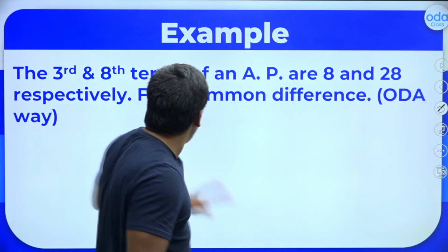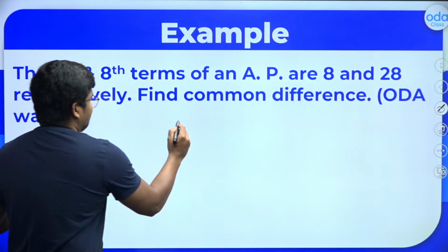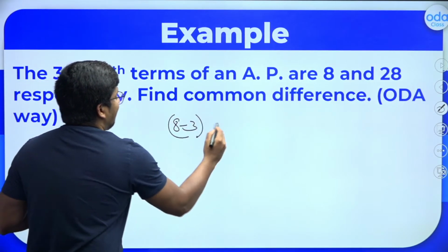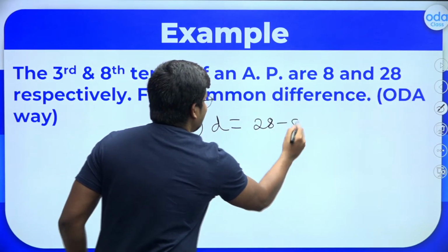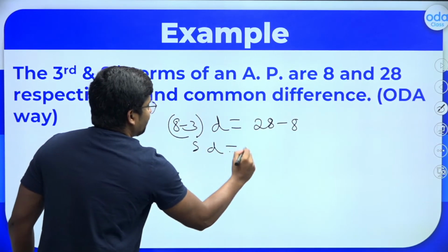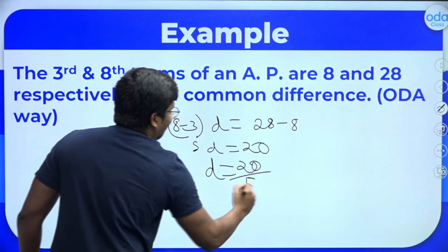Let's do it using the ODA way. Subtract the terms. That means term numbers, which is 8 minus 3. You will do 8 minus 3 times d is equal to subtract the terms. What are the terms? 28 minus 8. So 5d is equal to 20. That means d value will be 20 divided by 5, which is 4.